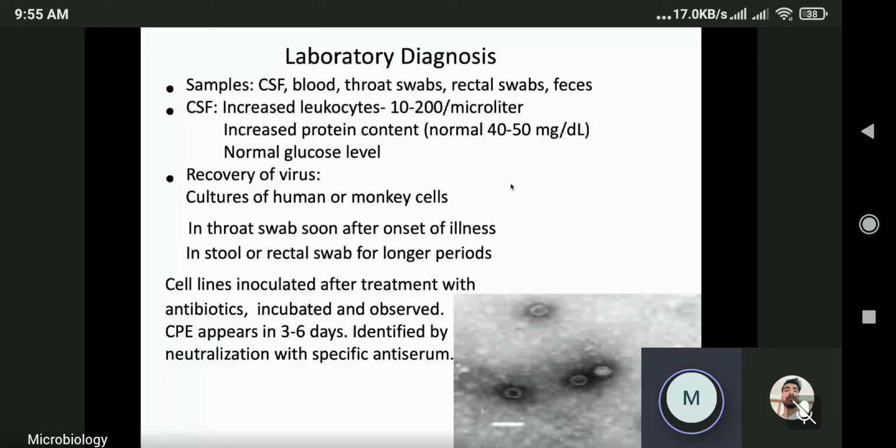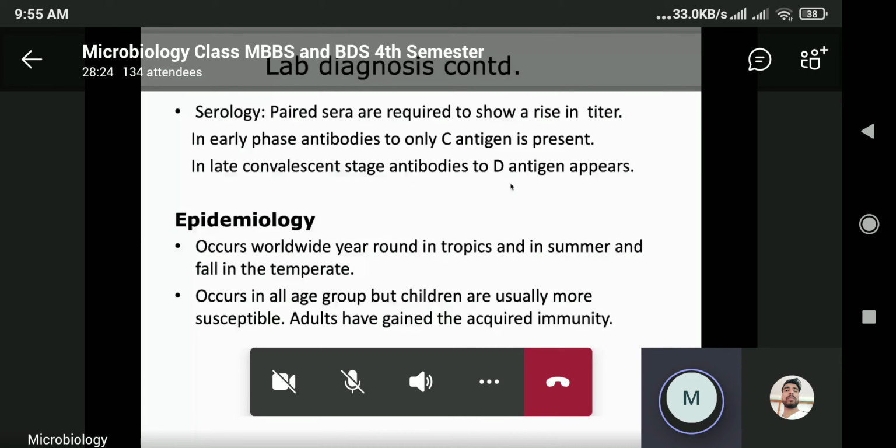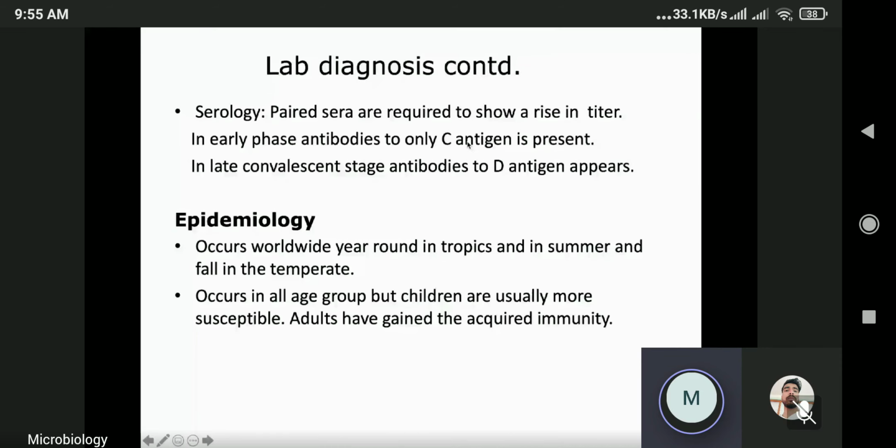And now, the most important one is the antibody detection. That is the antibody against the antigens, the C antigen and the D antigen of the polio virus. If we could detect this in the patient serum, and there is an increase in the titer of the antibody, then in those conditions we can say the patient is having polio.